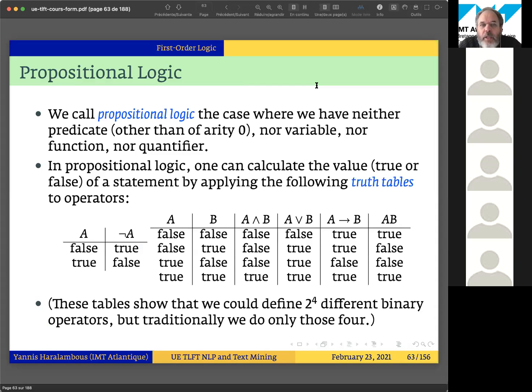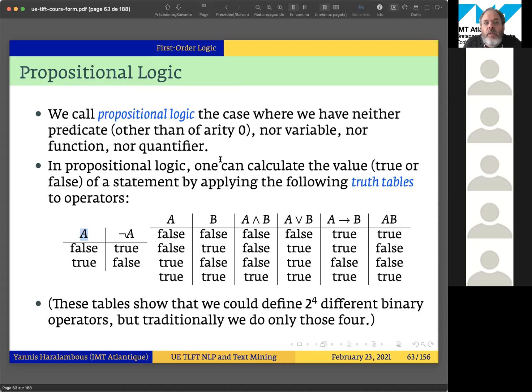Now, there's a special case of first-order logic, which is called propositional logic. It is much simpler. You have no predicates, no variables, no functions, no quantifiers. You only have predicates of arity 0, which are called propositions. So A is a predicate of arity 0. It's something which is either true or false in the interpretation, but it doesn't take any arguments, it doesn't have functions, doesn't have quantifiers.